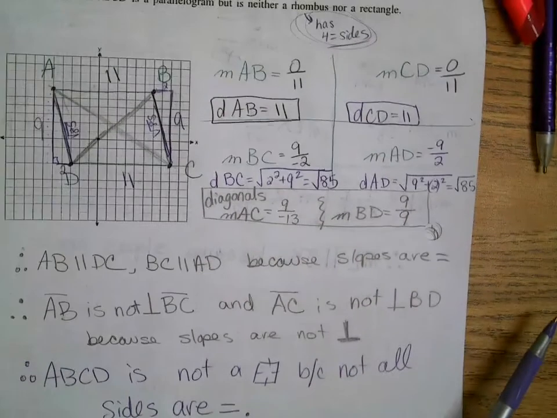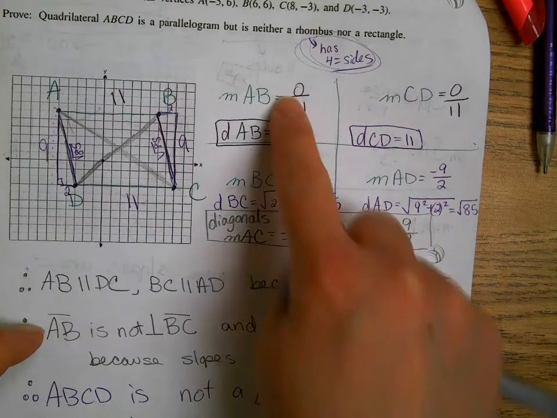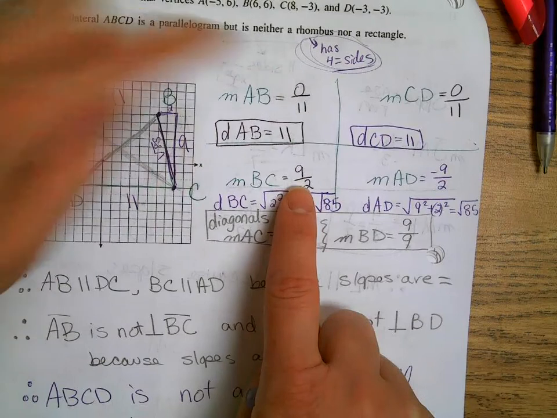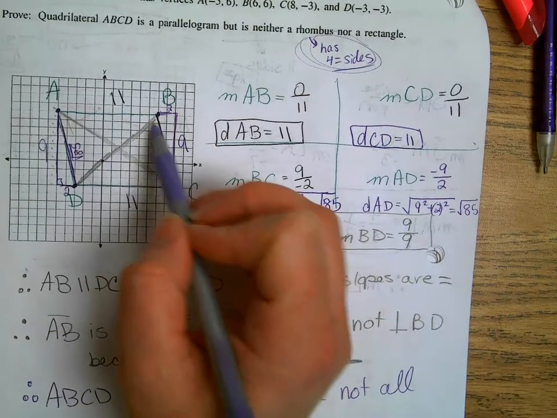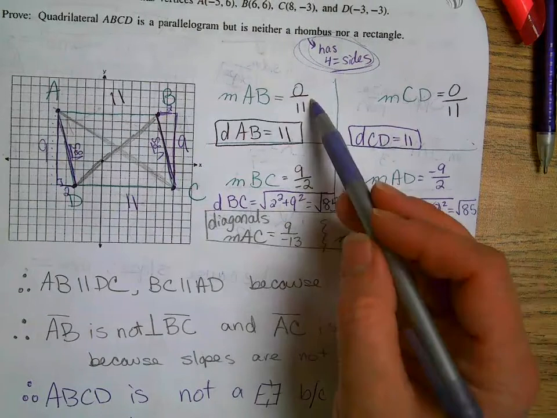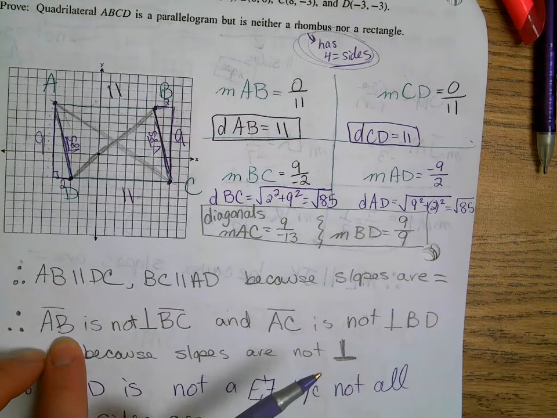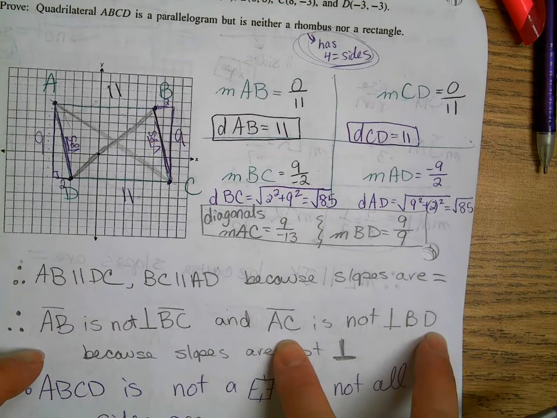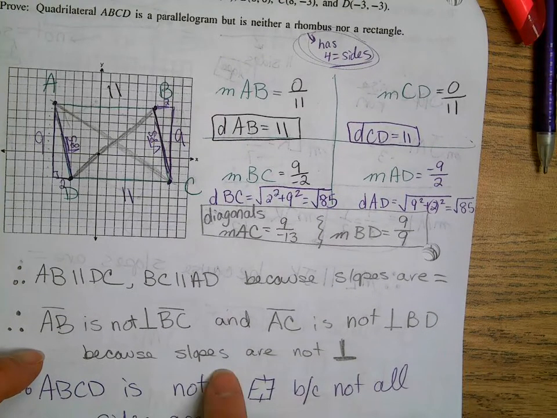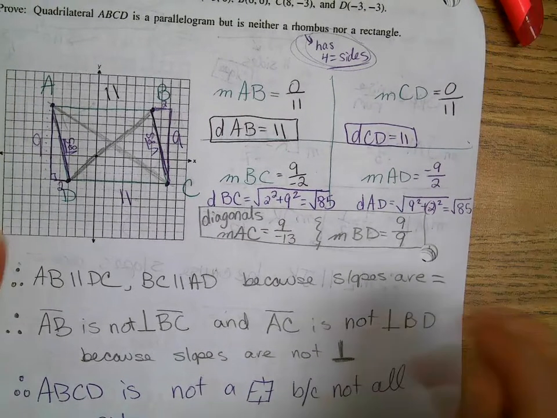But it also asked, nor a rectangle. So we need a little bit more information about the rectangle piece, and that's where these slopes help us. AB and BC, for this to be a rectangle, AB and BC should be making a right angle here. And these two slopes are not negative reciprocals. So that's what this statement I just kind of skipped over says. AB is not perpendicular to BC, and also the diagonals were not perpendicular, because slopes are not perpendicular or negative reciprocals.